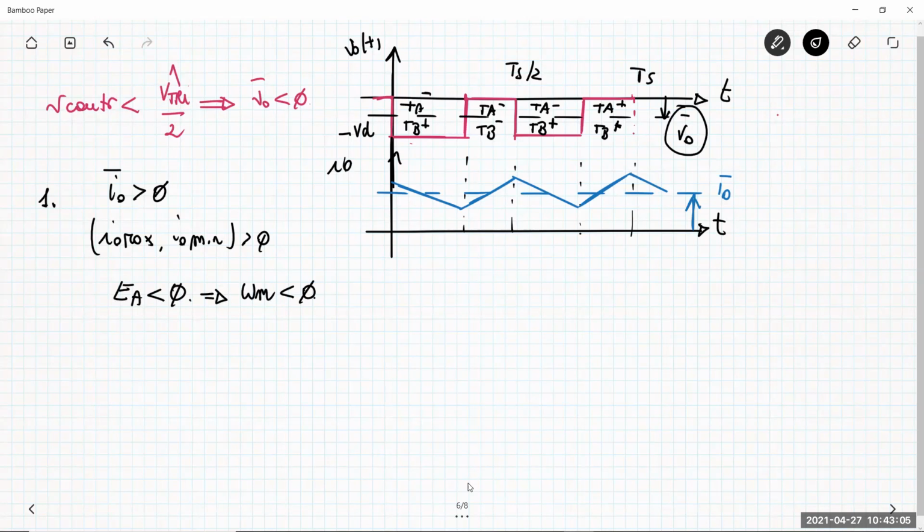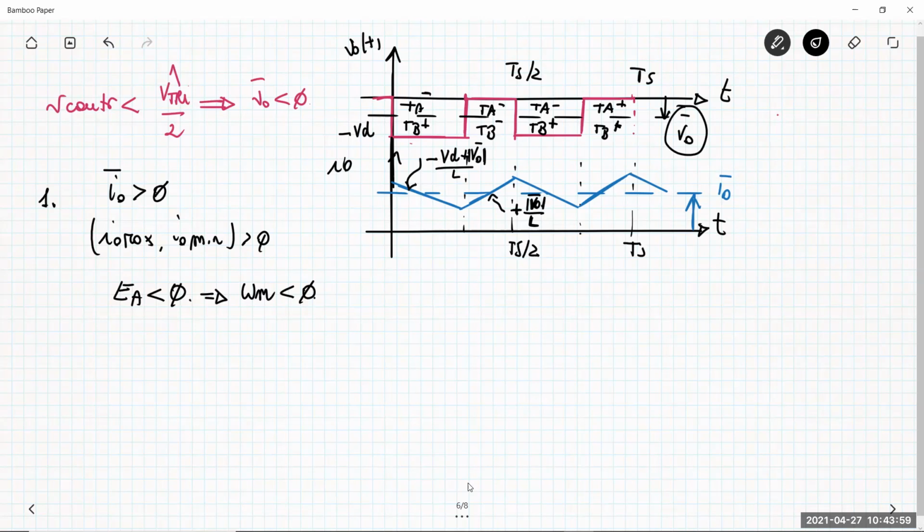Okay, so what happens here is that you have this behavior, the slope is due to the AC contribution of the circuit, so it's negative VD minus the average value, which is negative, so plus V naught over L, and here is plus V naught. Nothing new.